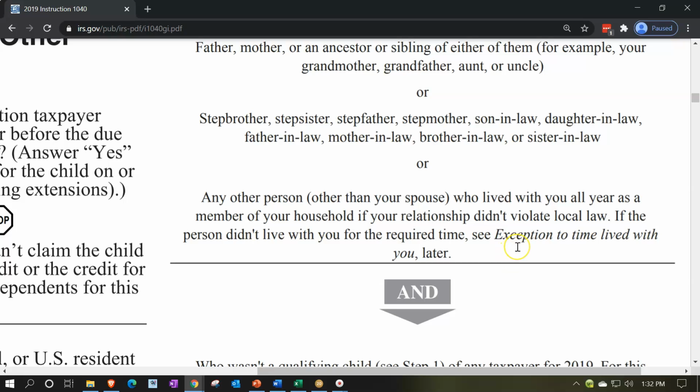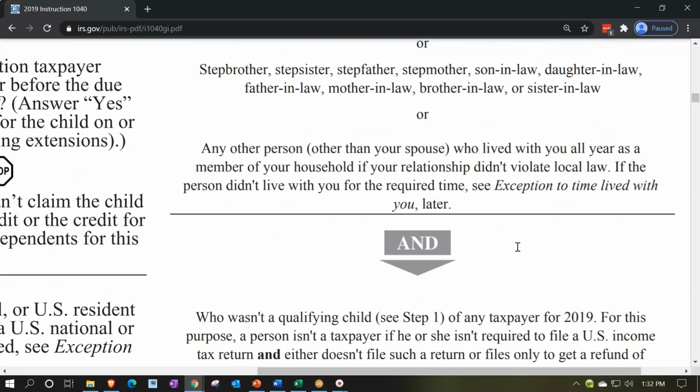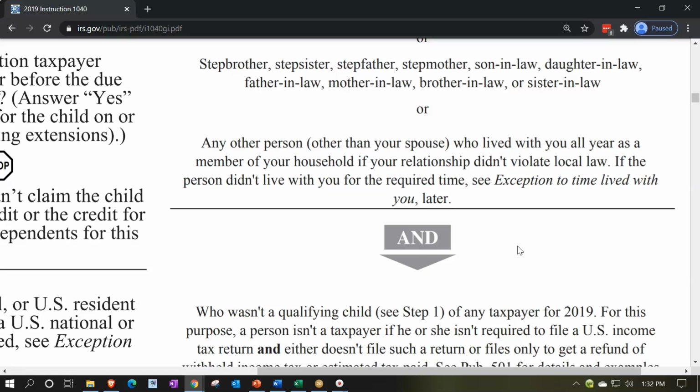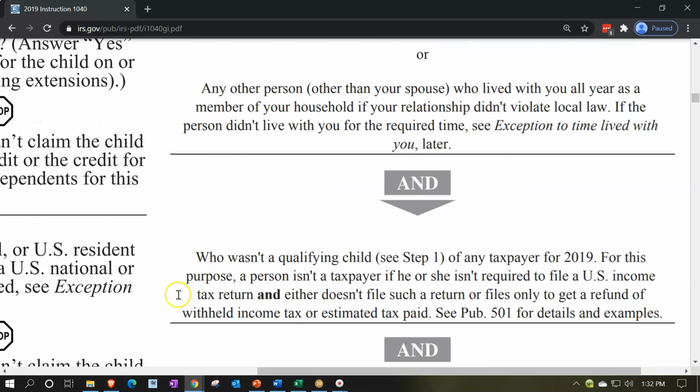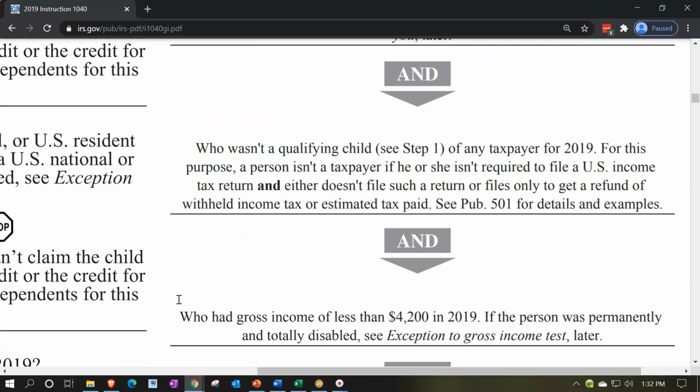And again, if you want to see that exception and it's a key component, you can drill down to the more information there. Then we have another rule that has to be included: who wasn't a qualifying child. Obviously, the reason we're down here is because they're not a qualifying child. We would want the qualifying child first because that's typically better for tax purposes than down here. So we're going to say not a qualifying child. See step 1 for that, which we did earlier.